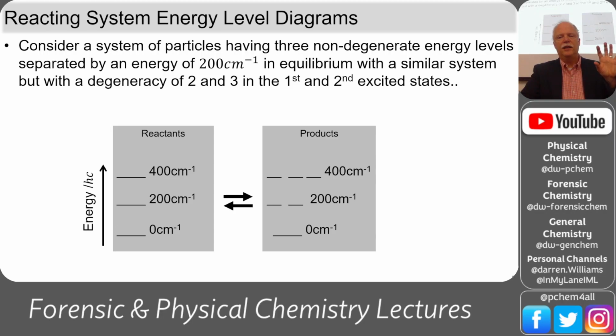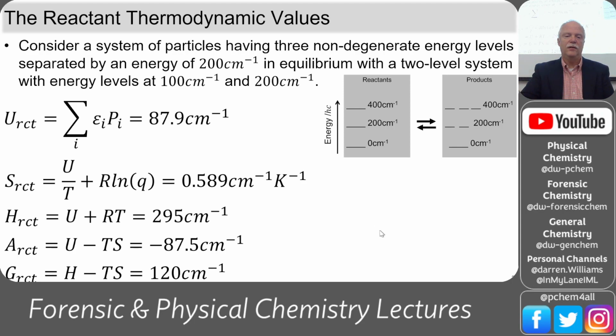Then we said, let's say this system is in contact with the products where we have a doubly degenerate and triply degenerate level, but the same energy level spacing. And so here's our reactants. These are the numbers that we had from the reactants. Roughly 88 wave numbers of energy. Also commented how that's the average energy of the system.